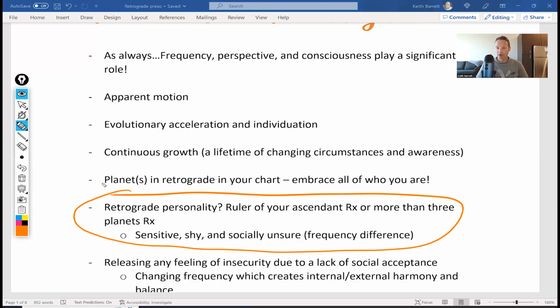Also, if you have 3 or more planets in retrograde, that would lend to a retrograde personality. When I talk retrograde, I'm talking about the actual planets. You could look at your chart and see the north and south nodes of the moon, which are calculated points. They're typically in retrograde, so those don't count. I'm just talking about Mercury through Pluto, all of the planets. If you see an RX symbol next to them and there's 3 or more, that's a retrograde personality.